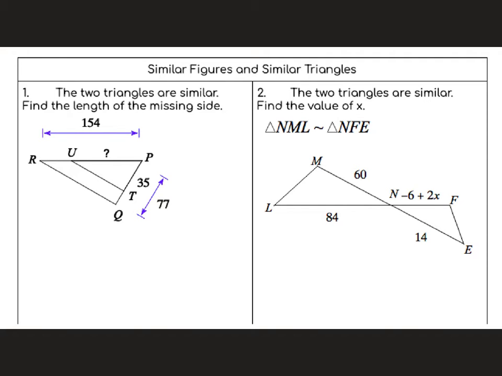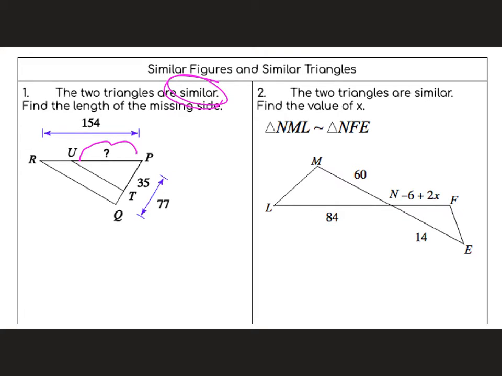Alrighty, my friends, let's go ahead and figure out the answers on this here review. Let's see what we got. So, triangles are similar. Similar triangles mean we're going to set up proportions. Find the length of the missing side.